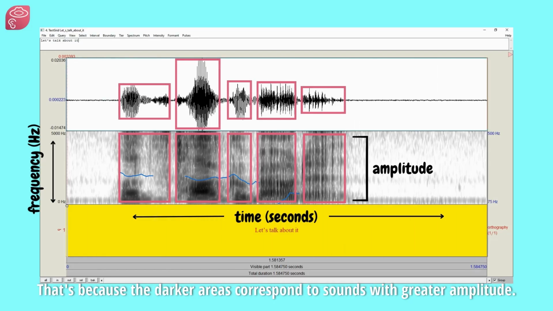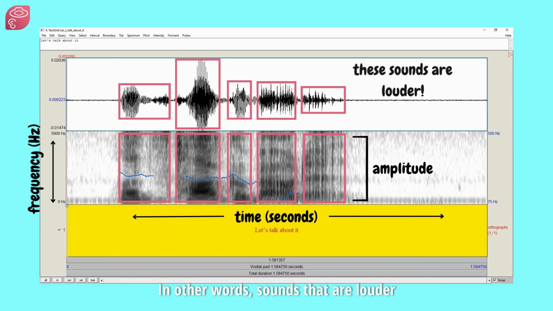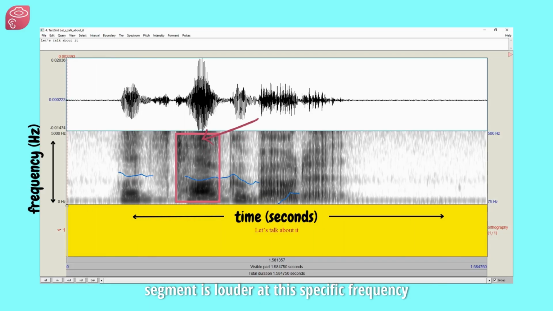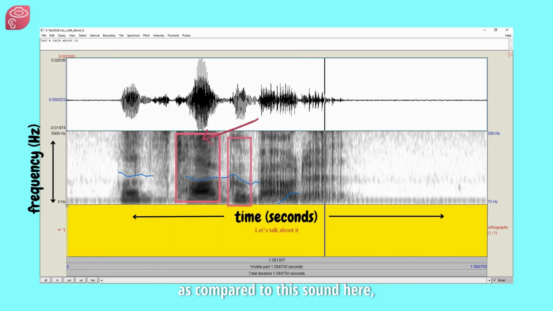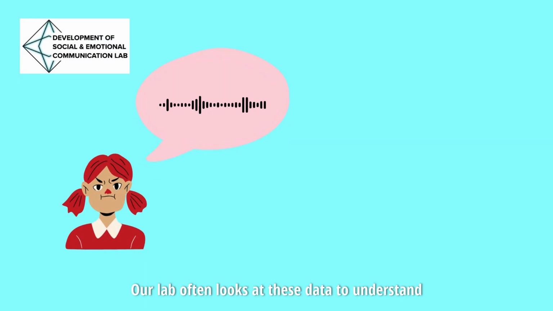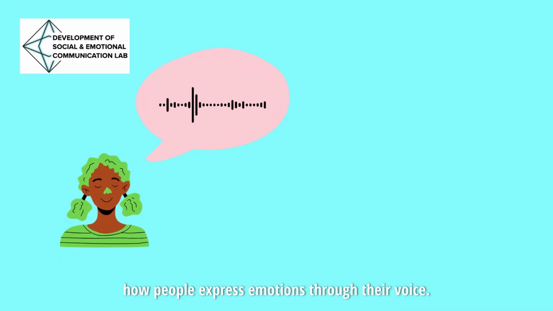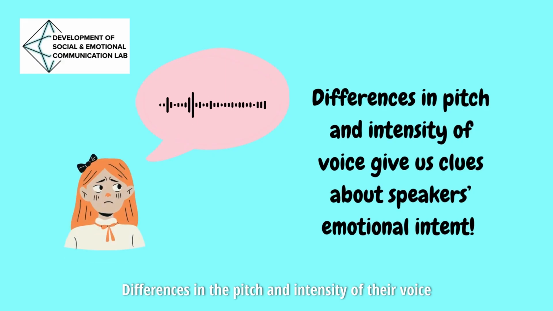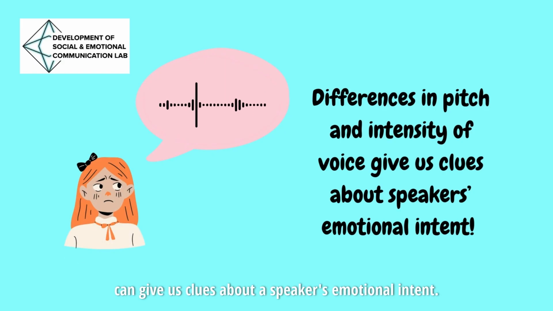That's because the darker areas correspond to sounds with greater amplitude. In other words, sounds that are louder will appear darker. For instance, this dark patch here tells us that this specific speech segment is louder at this specific frequency, as compared to this sound here, which is not as loud at this specific frequency. Our lab often looks at these data to understand how people express emotions through their voice. Differences in the pitch and intensity of their voice can give us clues about a speaker's emotional intent.